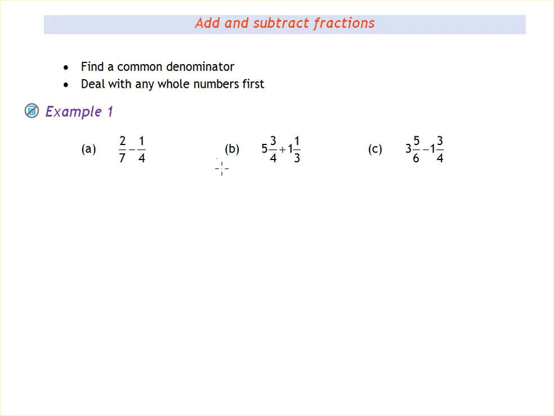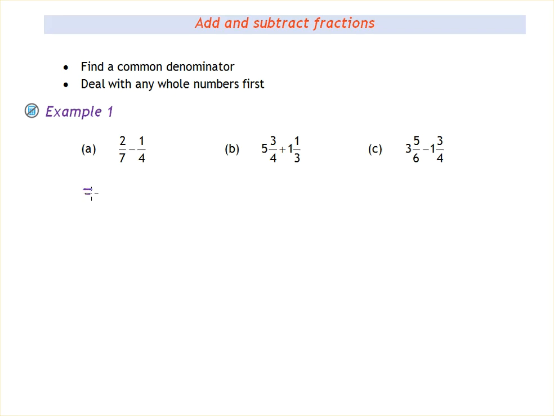So in this example, we're going to look at adding and subtracting some fractions and some mixed numbers. Two important points to remember when you're adding and subtracting with fractions is that you need to find a common denominator, and that it's a very good idea to deal with any whole numbers first. So in example 1 here, it's a non-calculator example, and in the first example part A here, we don't actually have any mixed numbers, we've just got some proper fractions.